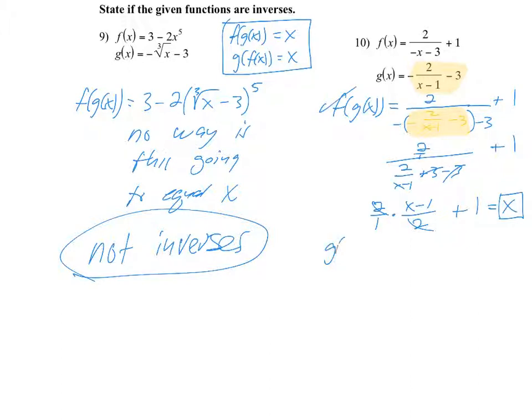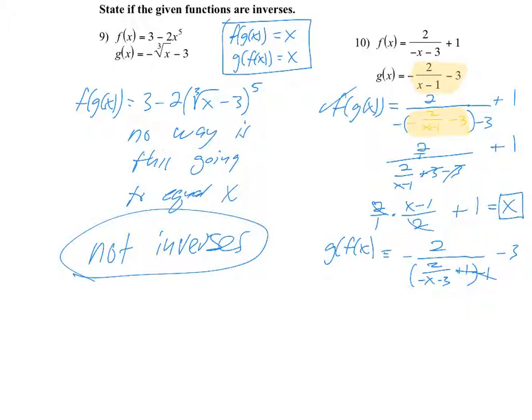How about g of f of x? Same type of idea. We're going to pop this in here. So this time we're using the g function. The g function says negative 2 over x minus 1 minus 3. So where the x is, we're going to stick in this 2 over negative x minus 3 plus 1, minus 1. Agreed? Agreed. So combining this stuff in the denominator, these guys are going to cancel out.